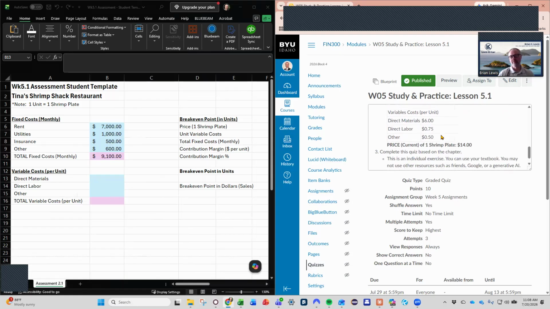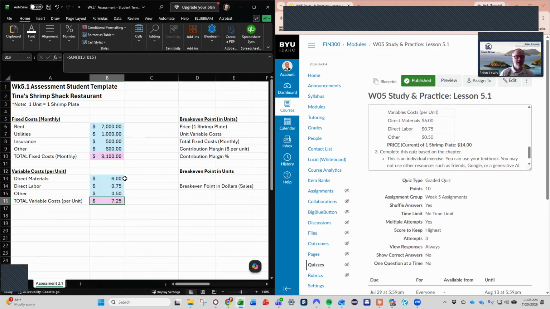Then you're going to put in your variable costs. These are by unit. So $6 per unit there, 0.75 for direct labor, and then 0.5 for other. So we're going to sum that, and we got 7.25. So for every unit you make, it's going to cost you $7.25.